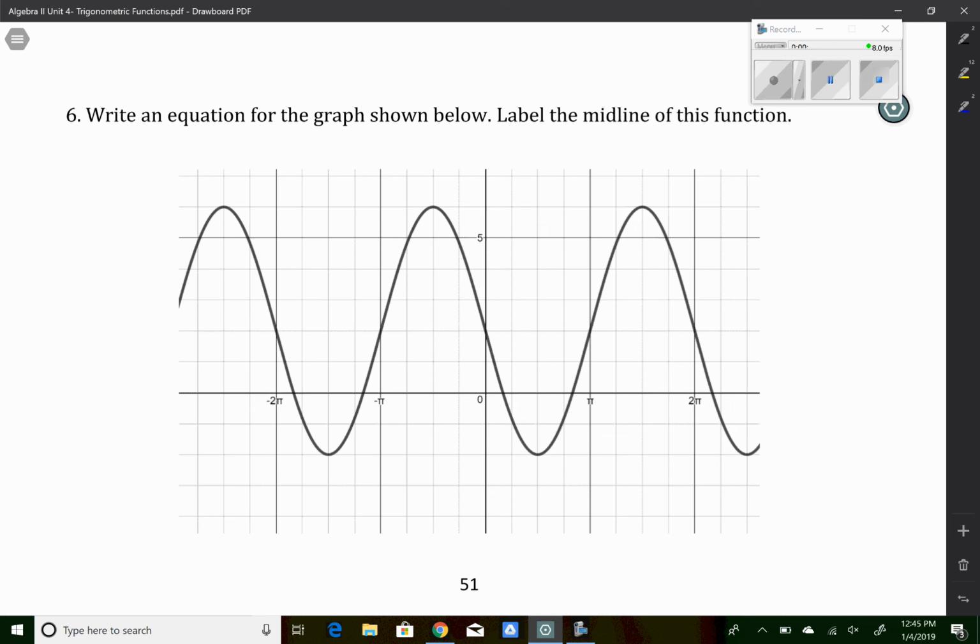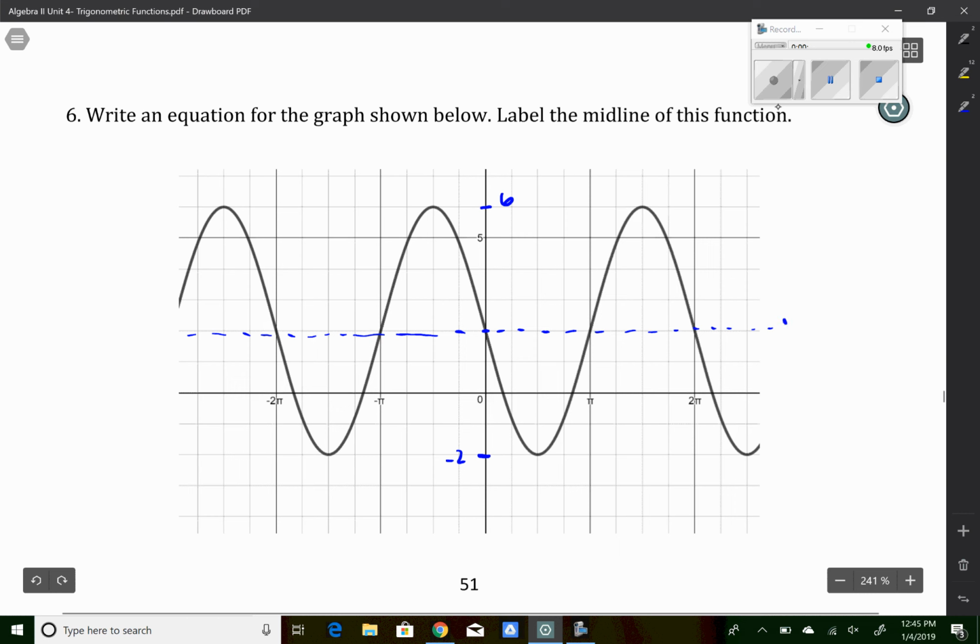So let's start here. To figure out where the midline is, I first have to figure out where my minimum value is. My minimum value is at -2. My maximum value is at 6. So the difference between the bottom and the top of this graph is 8. If I count up 1, 2, 3, 4, I'd figure out where the middle is. So the middle of this graph is at 2. So the midline is y equals 2.